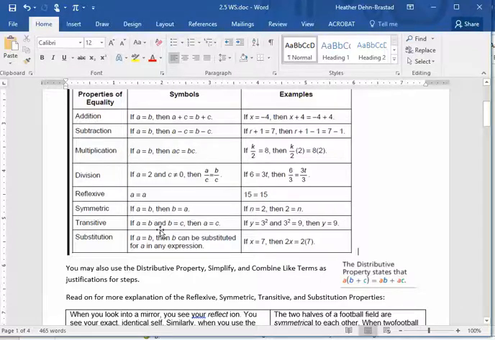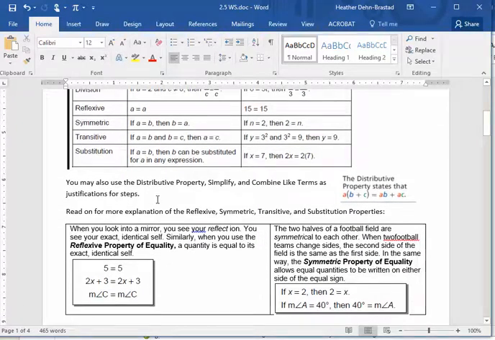The transitive property we will use a lot. That's very much like the law of syllogism that we learned about a couple sections ago. If A equals B and B equals C, then you can jump over the parts that are equal and just go to A equals C. And then the substitution property, you've been doing this in algebra for a long time. If they give you a value of a variable and you plug it in, that's the substitution property. We will use those, plus things like the distributive property. We might use the words simplify or combine like terms as justifications for our steps.